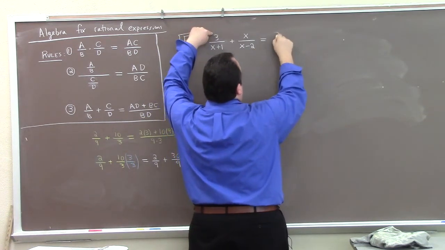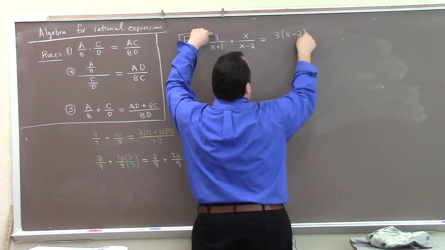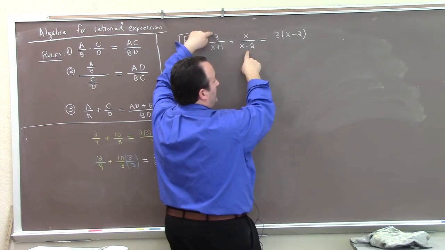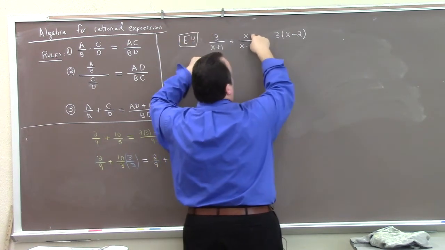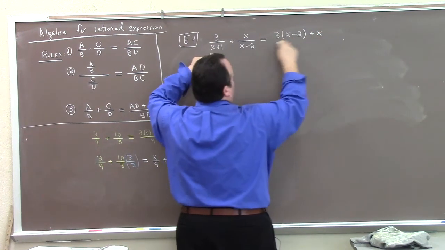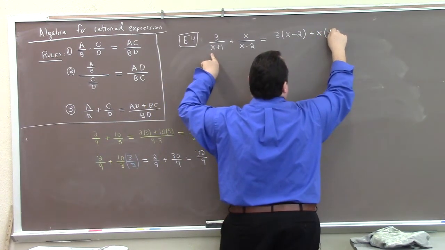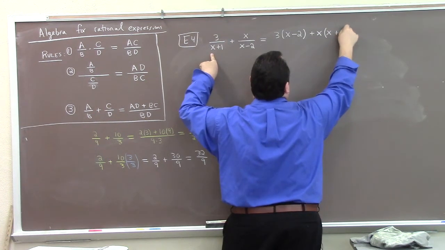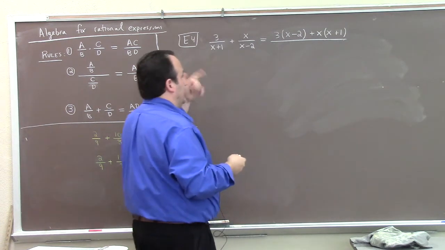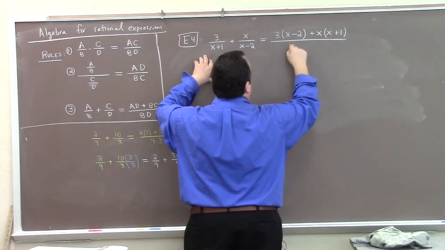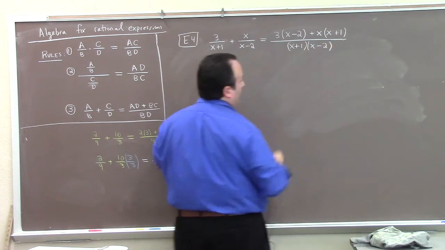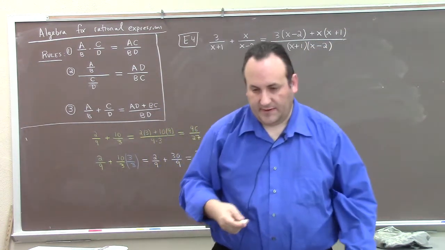3 times x minus 2, all right? Could you just go ahead and say 3x minus 6? You could. But I'm going to do it this way because I want to emphasize what's going on here. x times x plus 1. But you're absolutely right, that would be 3x minus 6. I do not disagree. And then the denominator here is x plus 1 times x minus 2. This is using rule 3.